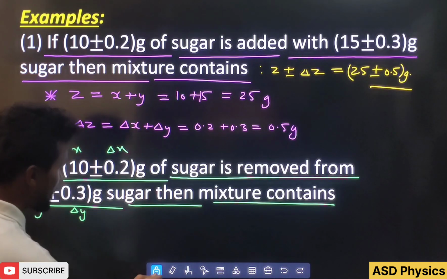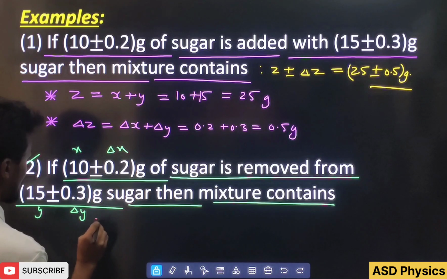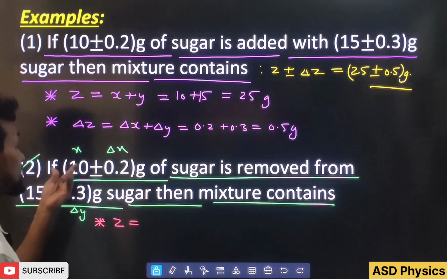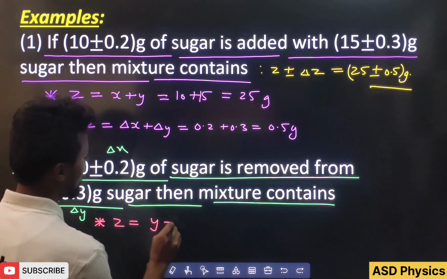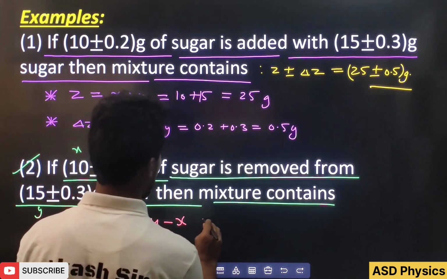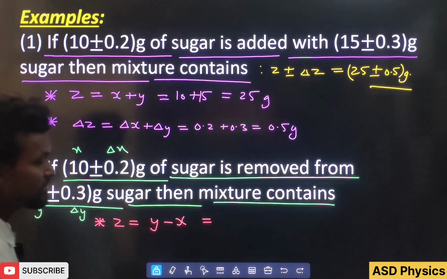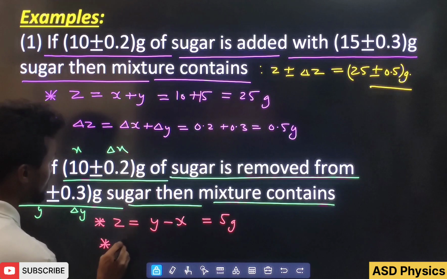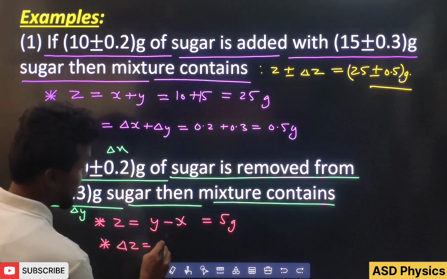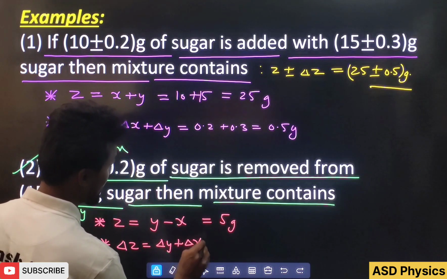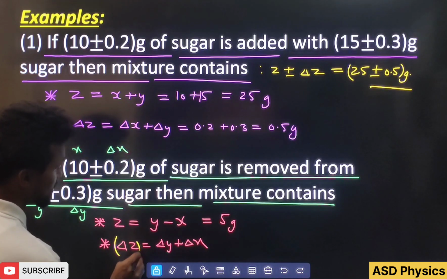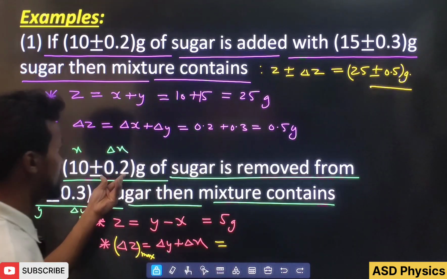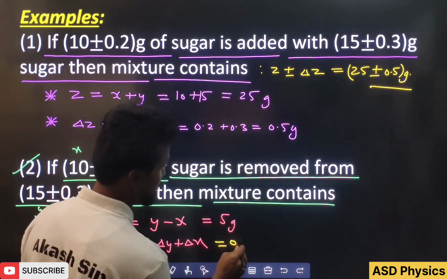Delta y. Now, if I write the result here, z, then 10 is removed from 15, so I can write y minus x, not a problem. So y minus x will become 15 minus 10, that means 5 gram. After that, the error is given by, again I am telling you, delta y plus delta x. It does not come as minus. It is always going to be the maximum. So again add here, 0.2 plus 0.3, how much will it come?